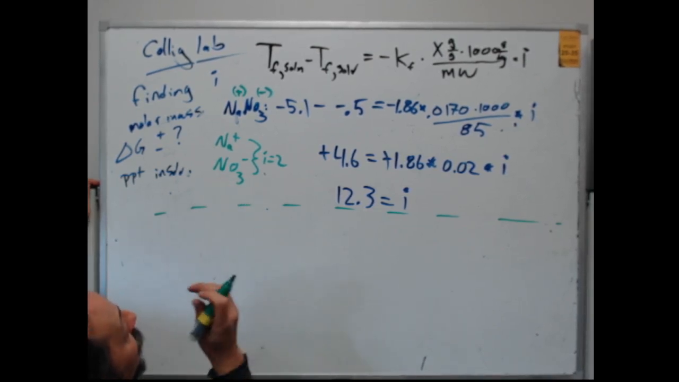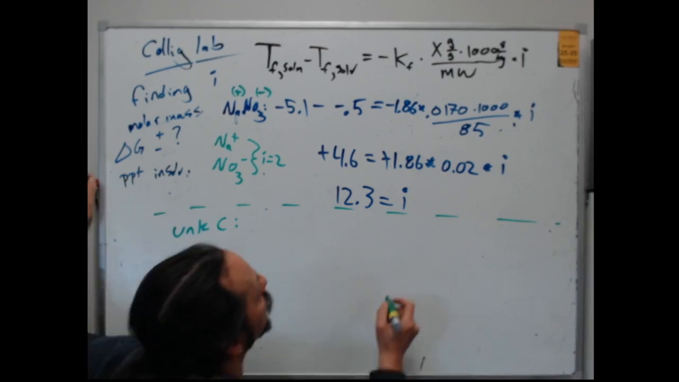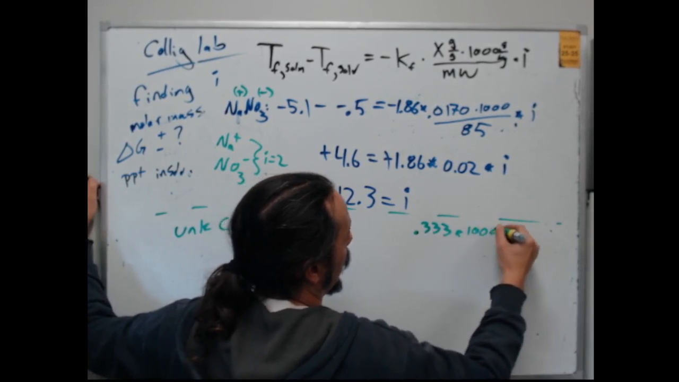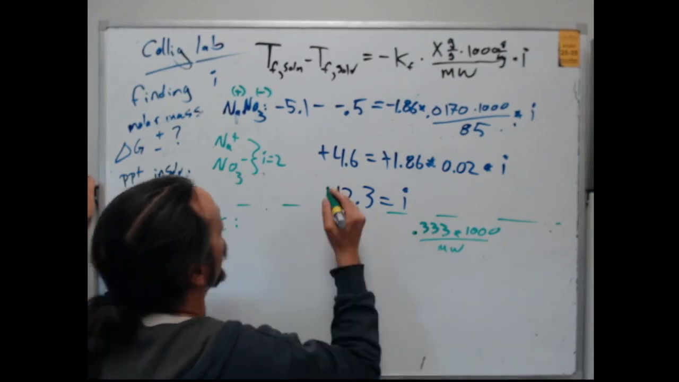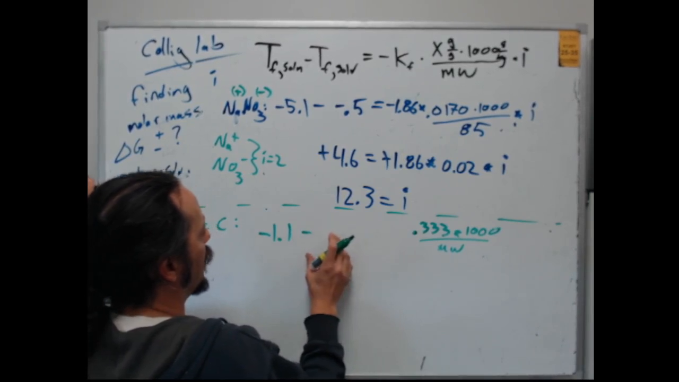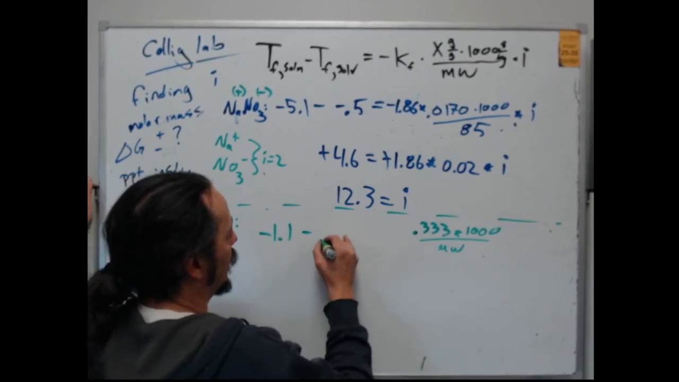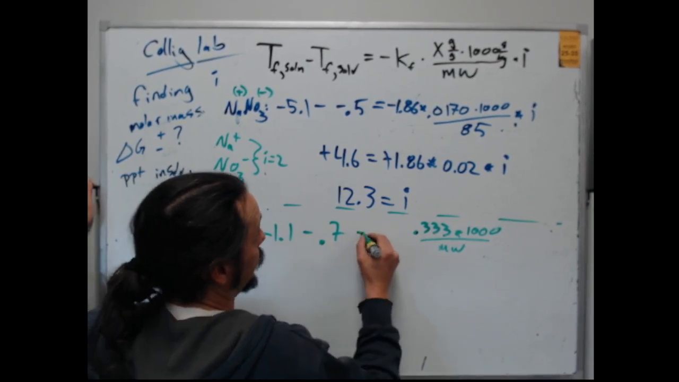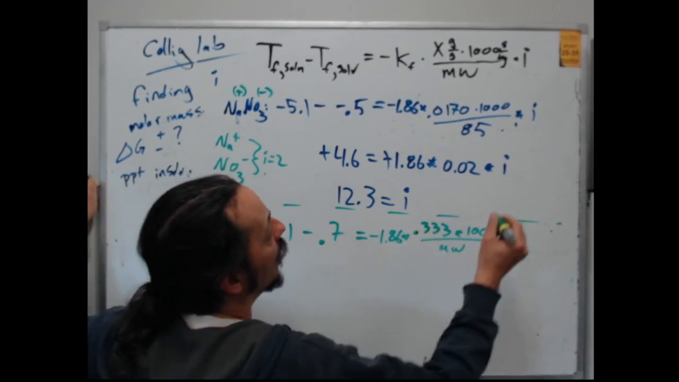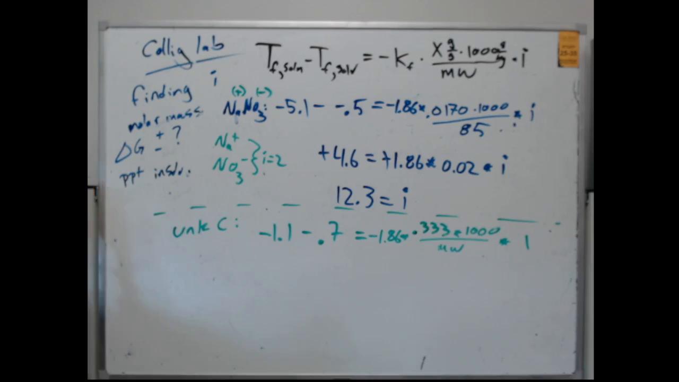I did C. The molar solution is 0.333. The uncorrected freezing is -1.1. Corrected is -1.8. So your correction was 0.7? 0.7. Okay. And we know this is a covalent compound, so the Van't Hoff factor is 1.